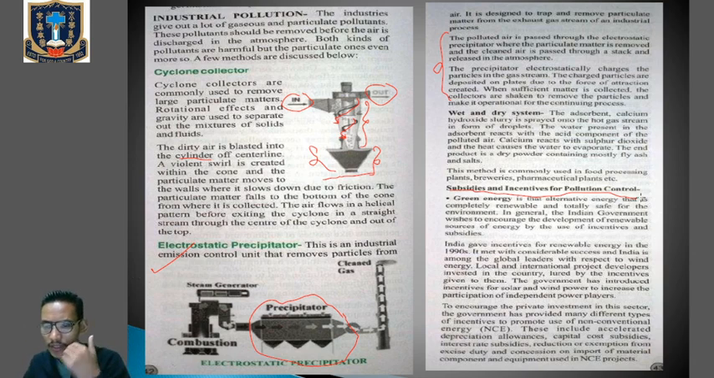So that means the government is investing in this sector, so that most investors will come into this field and promote the use of non-conventional energy, NCE. These include accelerated depreciation allowances, capital cost subsidies, interest rate subsidies, reduction or exemption from excise duty, and concession on import of material, component and equipment used in NCE projects. So the government gives full support for the development of these non-conventional sources of energy.